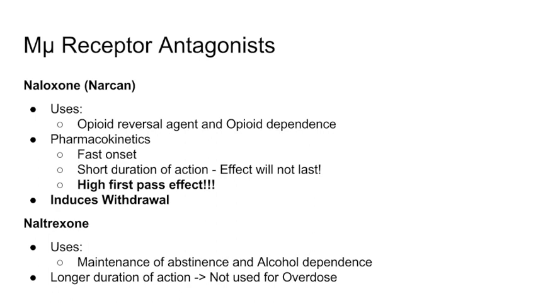Naltrexone can be used for the maintenance of abstinence. And then, as I said before, it can be used for alcohol dependence as well. That's another one that they do like to test, that it's a medication that can be used for alcohol dependence. We don't know why. The mu receptor must have some sort of implication. Longer duration of action, so it's not really used for overdose. It's actually an intramuscular shot that's given once monthly.